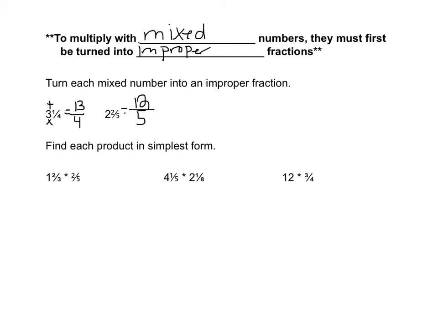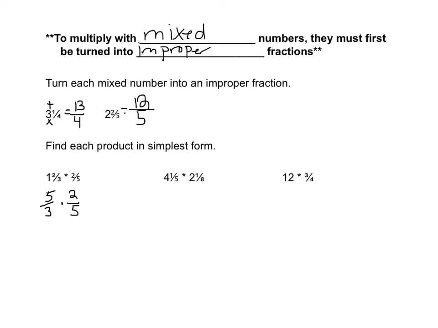Now we're going to find each product in its simplest form. So 1 2/3, first we're going to change it into an improper fraction. 3 times 1 is 3, plus 2 is 5, times, and then 2 fifths, since it's just a fraction, is going to remain 2 fifths.